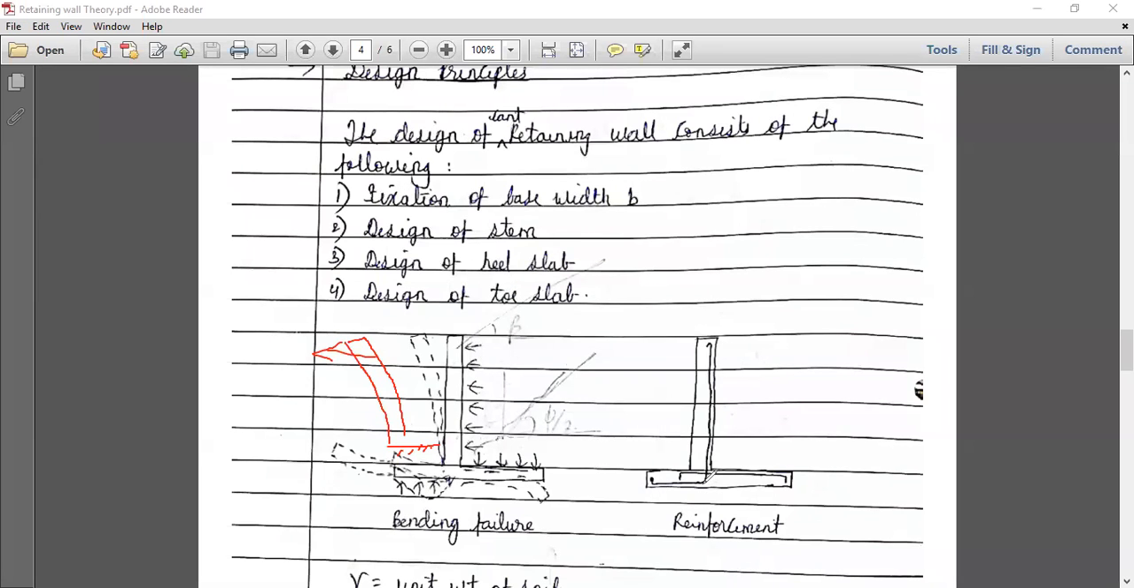So this is the basic concept of the design of a retaining wall. You should understand the deformation and where to provide the reinforcement. Okay, I hope this is clear to everyone now.